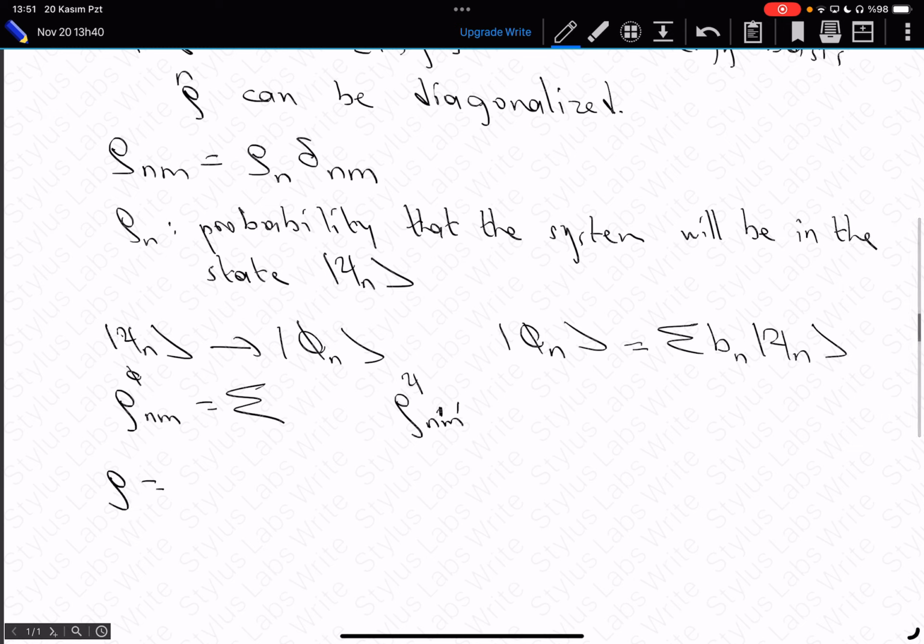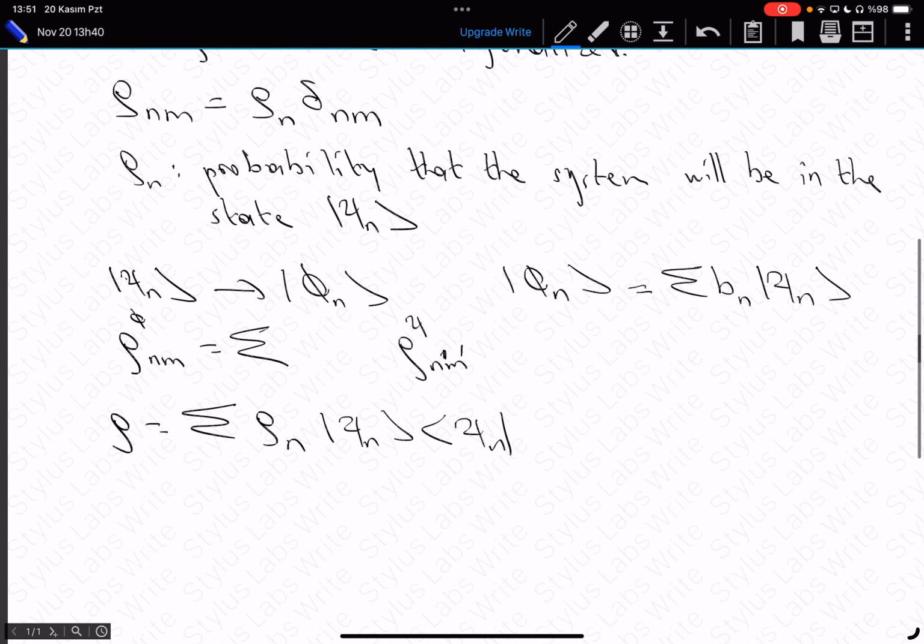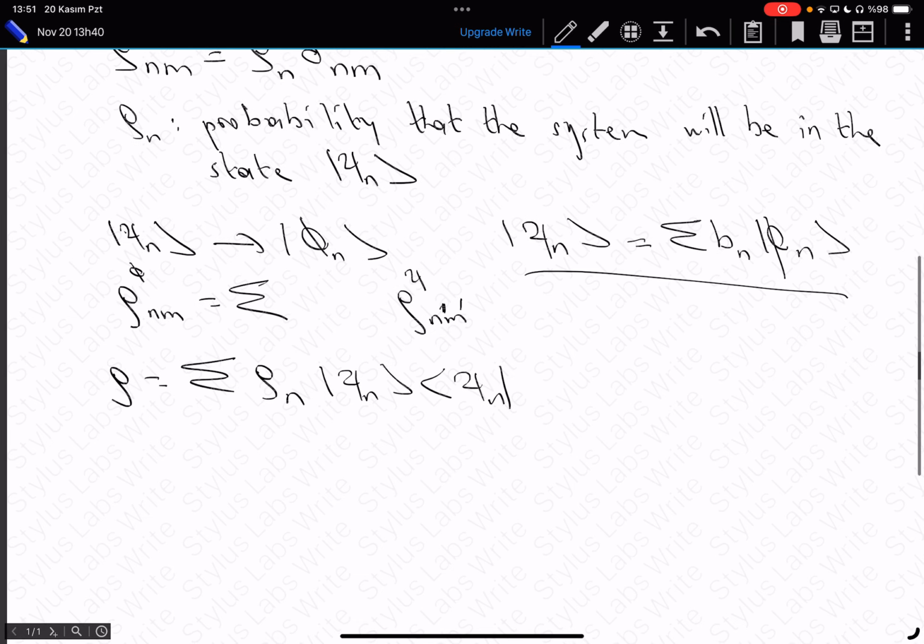And remember, rho was the sum of p_k psi_k, or let's say rho is the sum of rho_n psi_n. Well, let me write it the other way around for simplicity. This is psi, this is phi. So if you just use this expansion over there, this part becomes a sum over n, l, m of b_m star b_l rho_n phi_l phi_m.